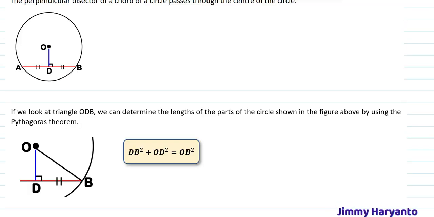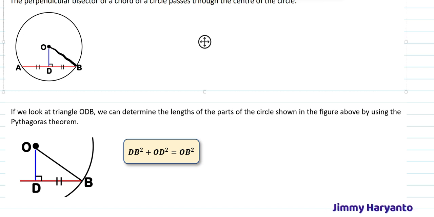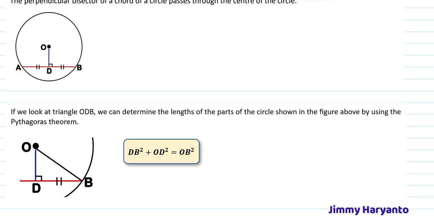And then if we create a triangle from the chord, half of the chord and the blue line, we'll have a triangle like this, and it is a right triangle. If we zoom in, you will have this triangle, and because that is a right triangle, that means we can use Pythagoras theorem. In this case, it will be DB square plus OD square equals to OB square.